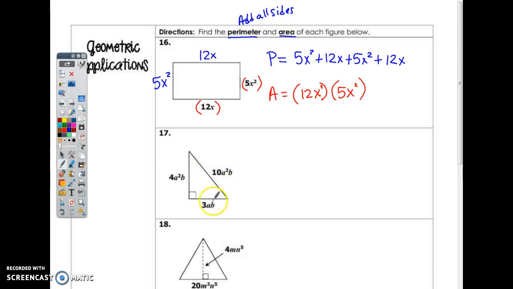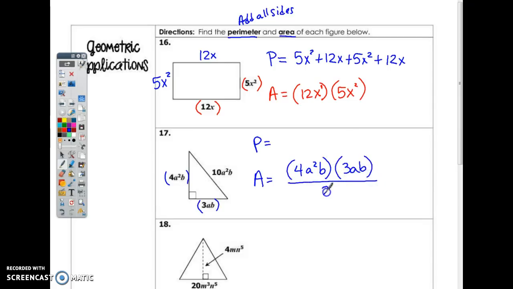So for number 17, just add up all the sides. And the area for a triangle is the length times the base, or the width, divided by 2. So it's going to be 4a squared b times 3ab all over 2, divided by 2.